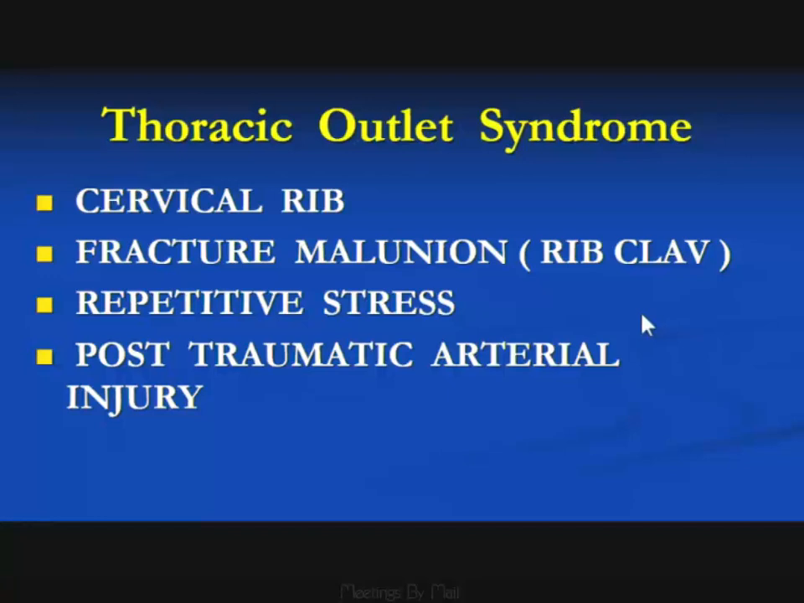Just going to spend a little time talking about thoracic outlet syndrome, which we relate to cervical ribs or related to fracture malunion of the ribs or a clavicle, repetitive stress per se, and post-trauma arterial injury. We're going to be concentrating mostly on these two elements here. Now, we have a CT angiographic approach to this, as Jill has asked earlier. Do we do MR? We don't, but can you use MR effectively to look at thoracic outlet? And the answer is clearly yes.